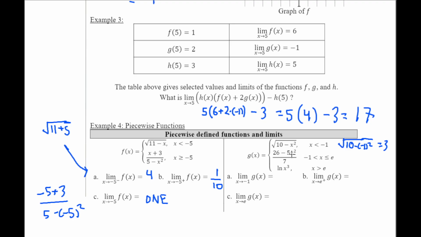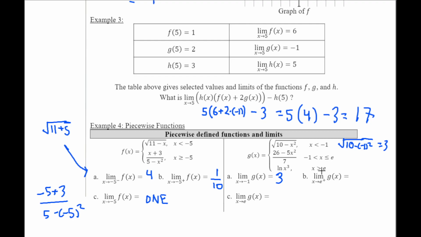For the right-hand limit, you plug into the middle one here. 26 minus 5x squared, which is 21 over 7. That's also 3. So this limit here is a 3. You can show your work, practice with how you got this. Again, if you're confused, please let your teacher know. They can support you. It's very important for you to understand these every step of the way, otherwise it'll hurt you later on. So part B, limit as x approaches e from the right of g of x.